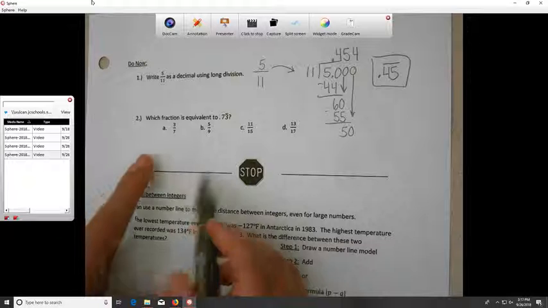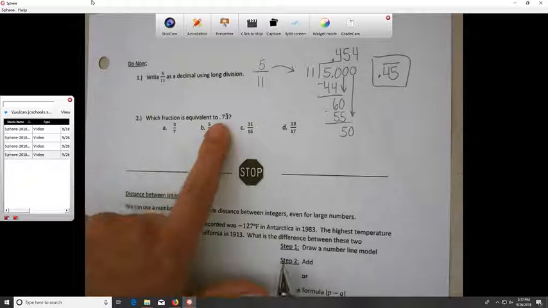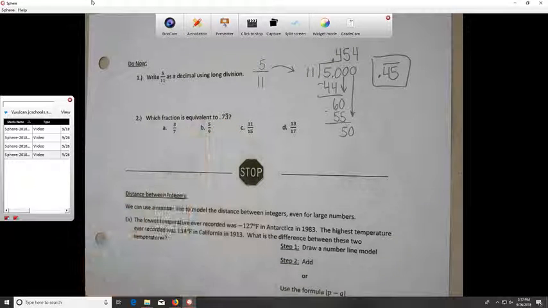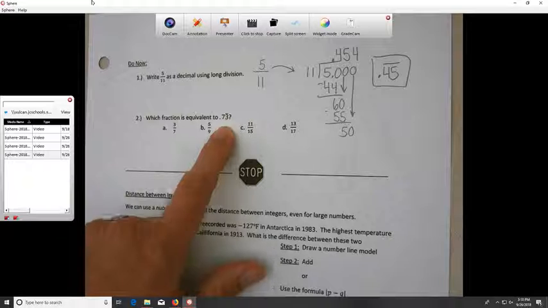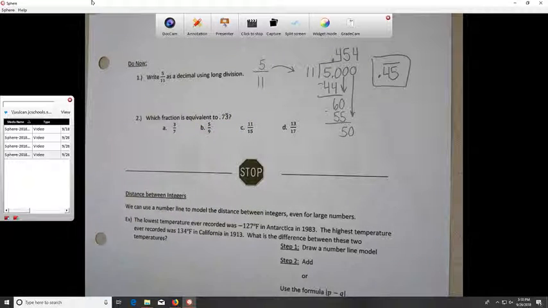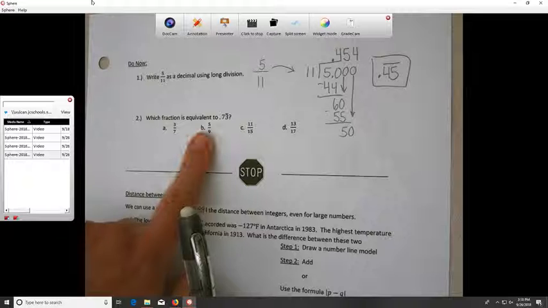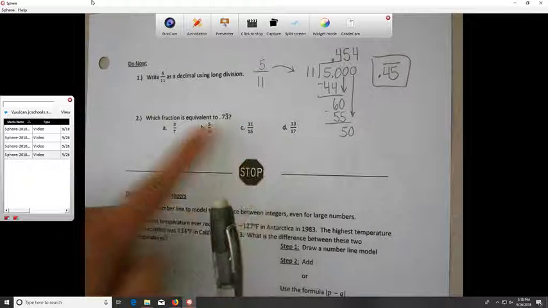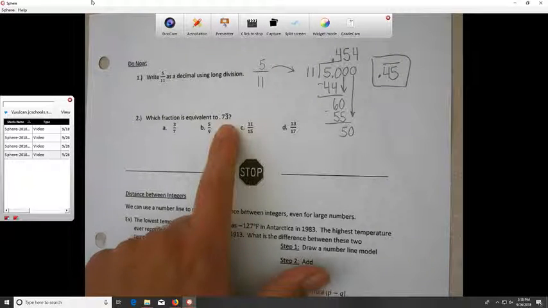For the second question, it says, which fraction is equivalent to 0.73 repeating? Now, you may have tried to do that on your calculator and type in 0.73 repeating and then second PRB. The problem with that is that you can't type a repeating decimal into the calculator. So what we're going to do for a question like this is we're going to work through the 4 answer choices and turn those fractions into decimals and then see which one comes out to be the correct decimal.